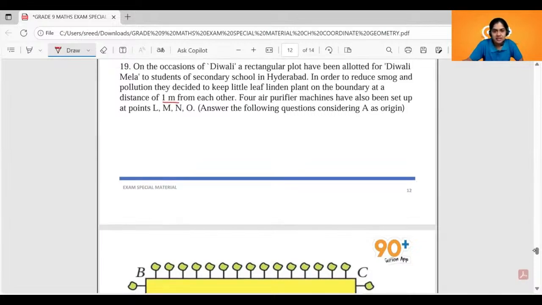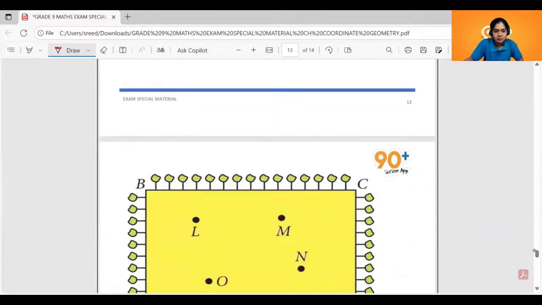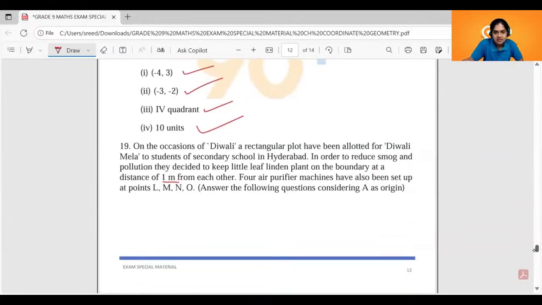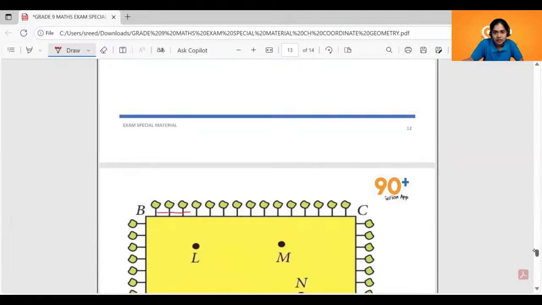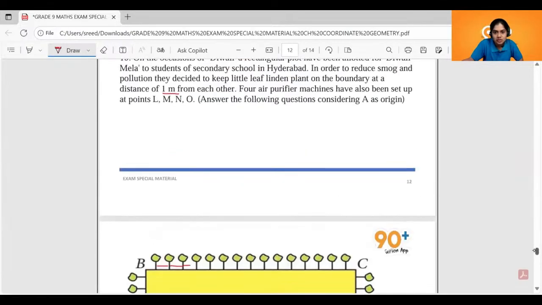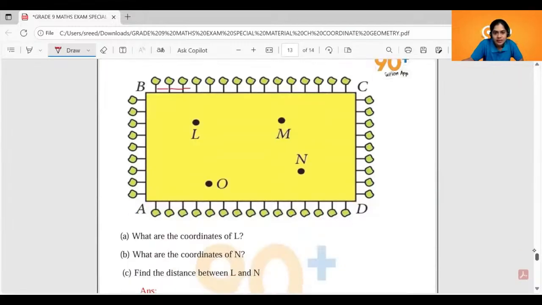4 air purifier machines have been set up at points L, M, N, O. So these are the plants which are planted at 1 unit distance. And this is the rectangular plot, and L, M, N, O are the positions of the air purifiers. So what is the question?